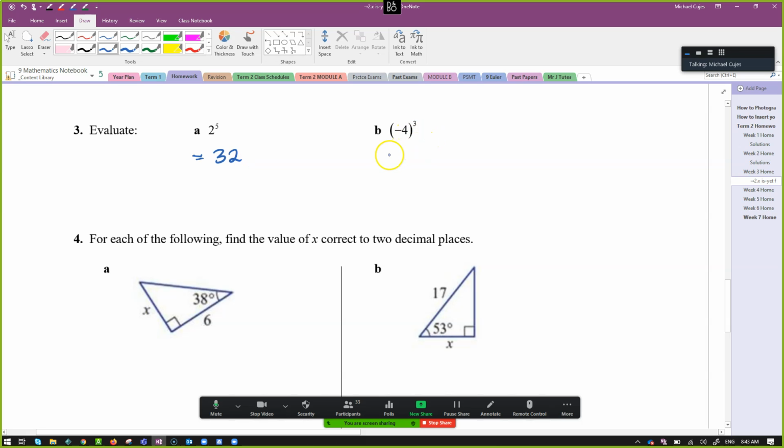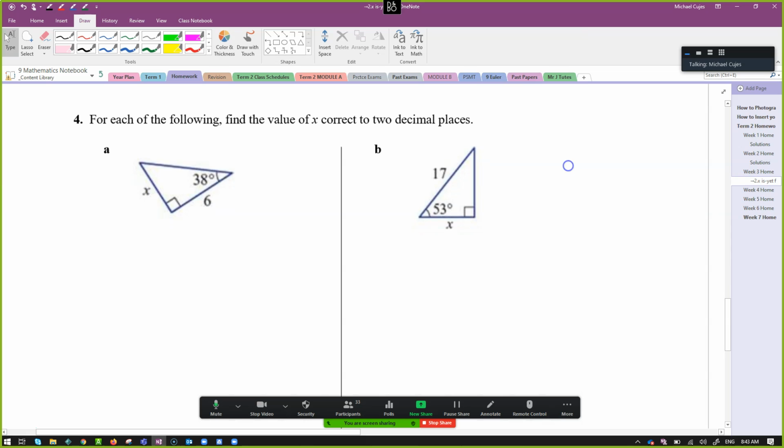Negative 4 cubed, we talked about this before. When I have a negative and I cube it, it becomes a negative. If it's an odd power, a negative raised to an odd power stays negative. 4 times 4 is 16, times 4 is 64. Negative 64 is our answer there.